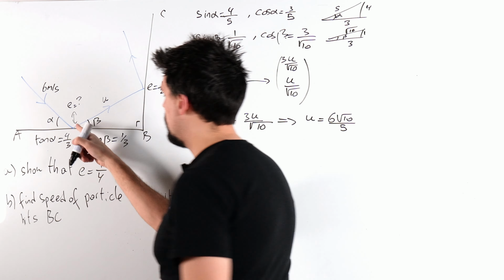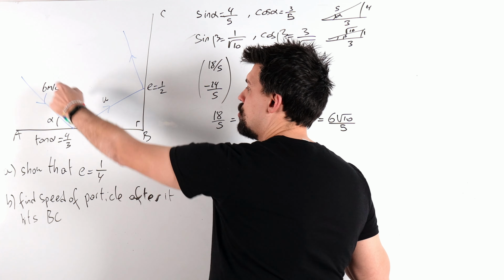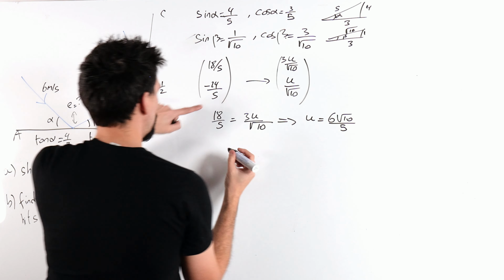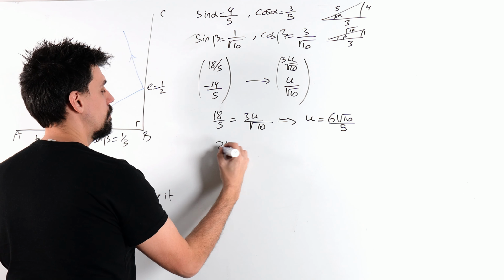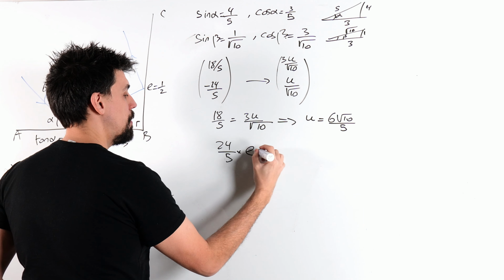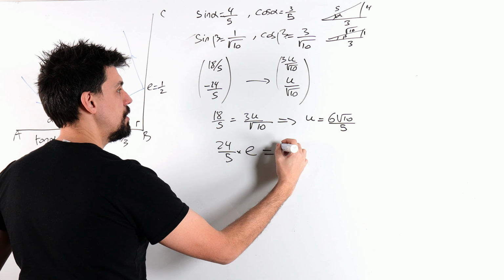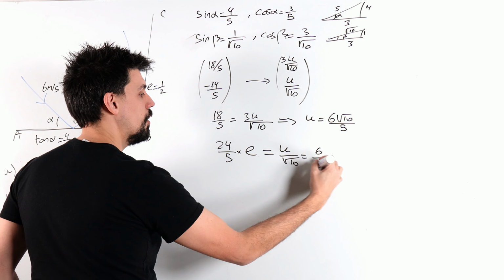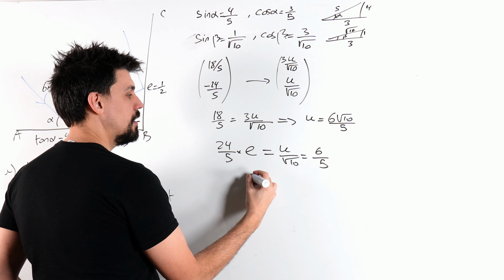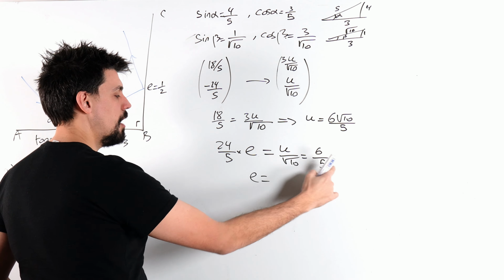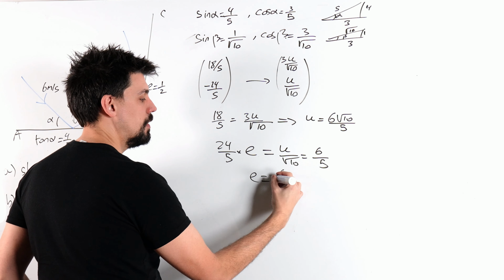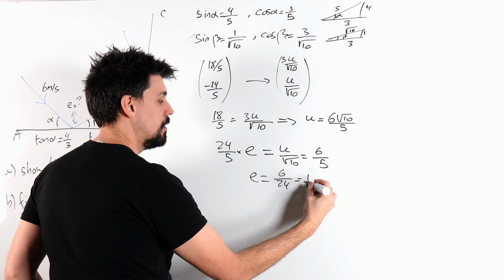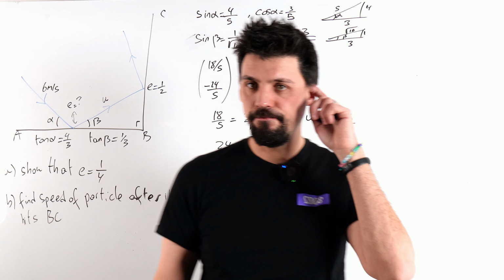Next, we actually have to deal with the collision. So the speed of approach of the ball and the wall is 24/5. Times that by e will give us our speed of separation, which is u over √10, which is 6/5. And this is how we're going to deal with that. e is therefore, times both sides by 5, divide by 24, is 6/24, which is a quarter. Lovely.